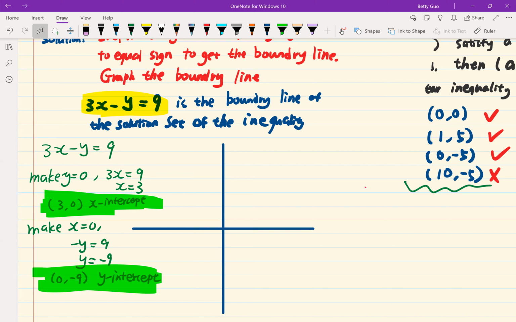All right. Let's see, where is the x-intercept 3 comma 0? Where is 3, 0? 1, 2. Let me make the unit smaller. Say 1, 2, 3. That's 3, 0, right? Where is 0, negative 9? So that is 3, that's 6, that's 9, negative 9. So 0, negative 9. Am I right? Yes or no? Okay. So if I connect the 2 points, we will have the boundary line we are looking for, right?